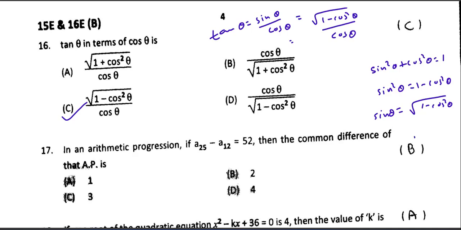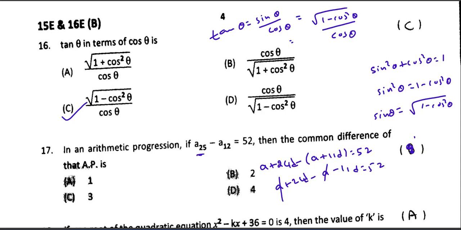Okay, next one here. In an arithmetic progression, A25 means A plus 24D, A12 means A plus 11D, the difference equals 52. So A plus 24D minus A minus 11D equals 52, A minus A is cancelled. 24 minus 11 is 13. 13 fours are 52. So option D is the correct answer.